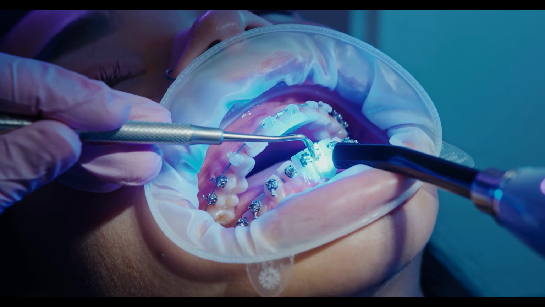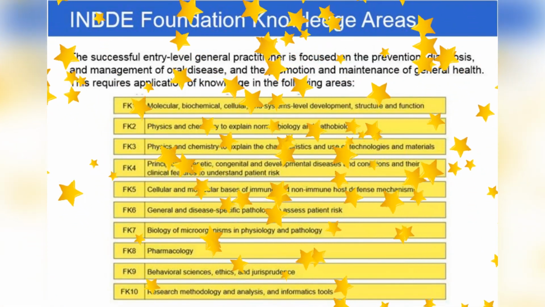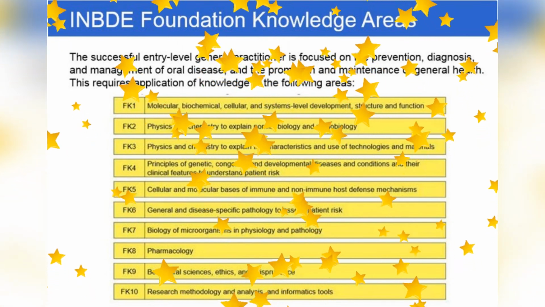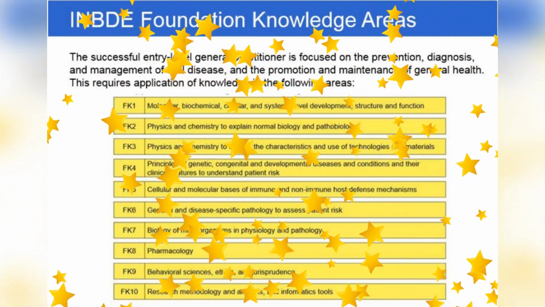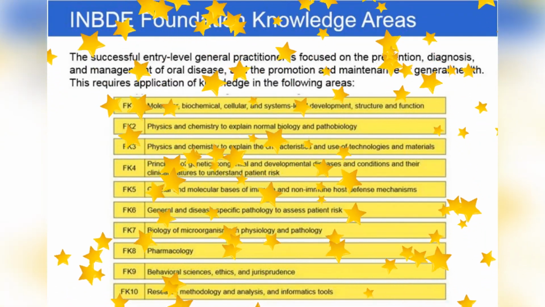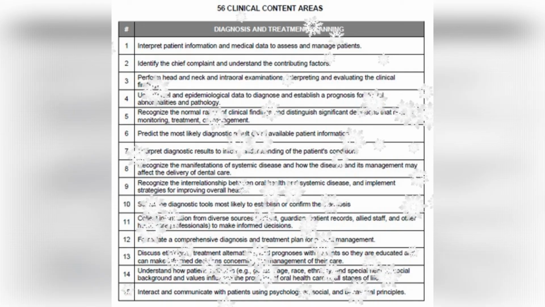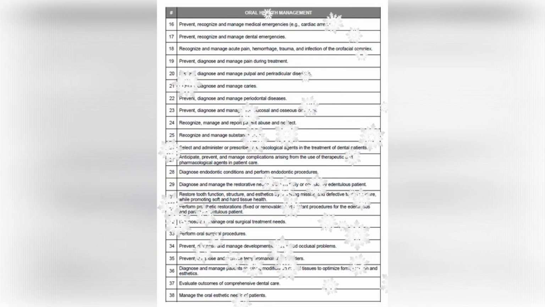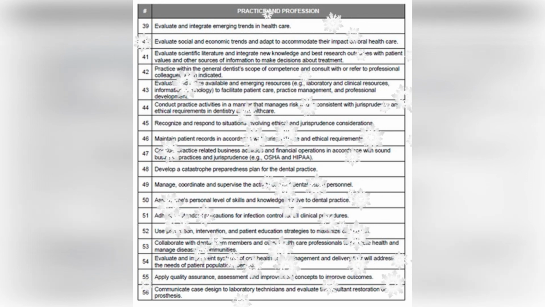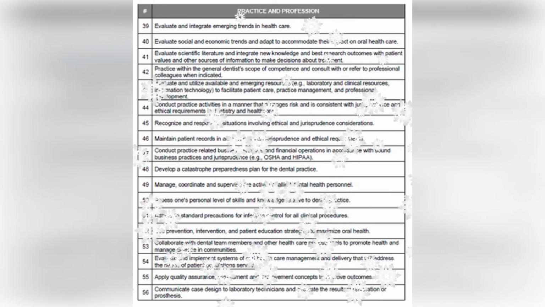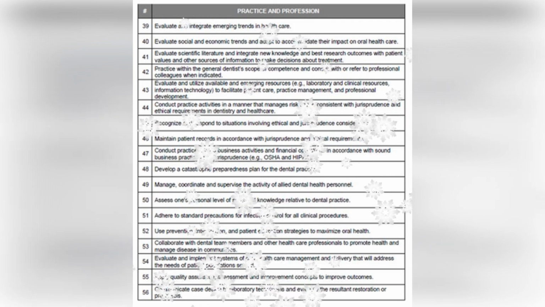Number 1, decide which foundational knowledge and which clinical content category this question that you have written addresses. So be sure that the FKs or the CCs are identified. You may have more than one FK and more than one CC to a given question. That's fine. Just be sure to identify those and mark those as such.